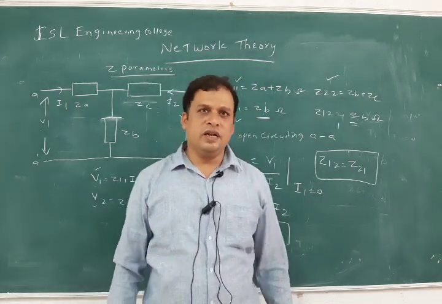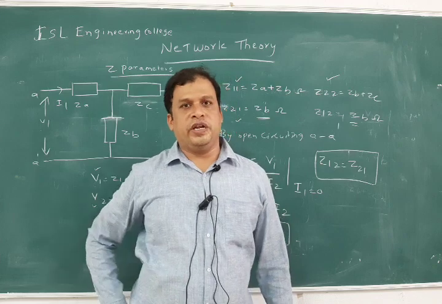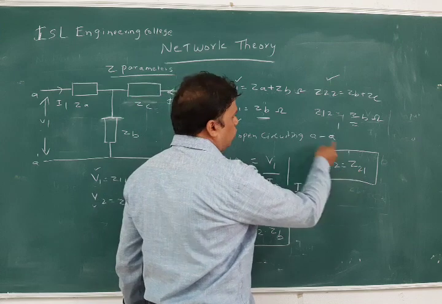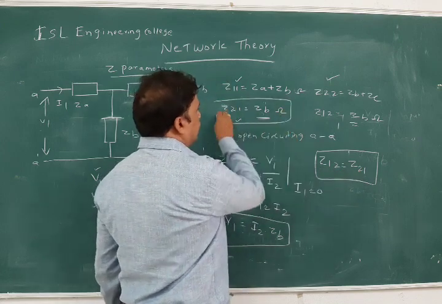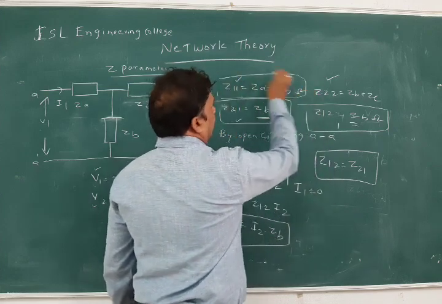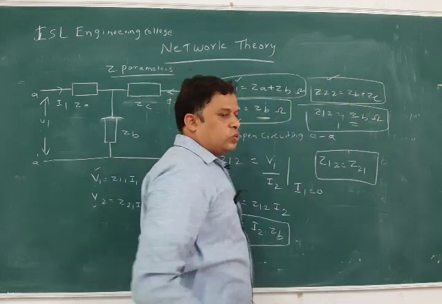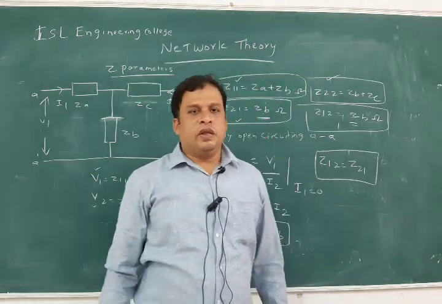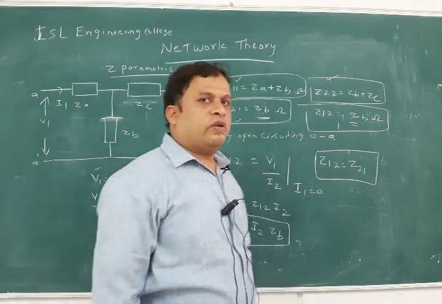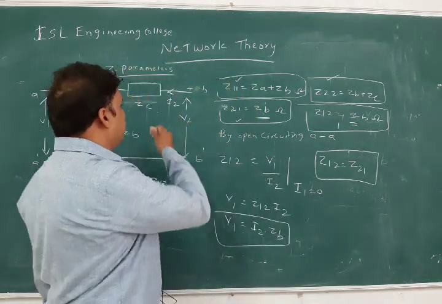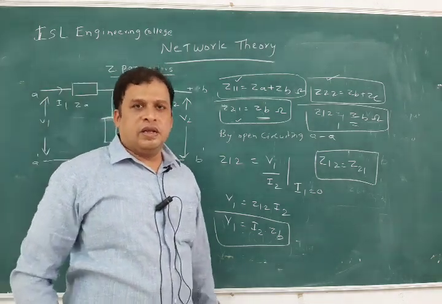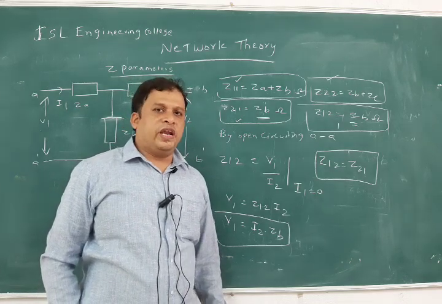Sometimes the question may be asked like this: does the network obey the principle of reciprocity and is it a bilateral network? Then you have to solve the problem, and if Z12 and Z21 are the same, you can say that it obeys the reciprocity theorem and is also a bilateral network. Students, in the same way we will study the Y parameters in the next class. To understand this, you just need to know Kirchhoff's law and Ohm's law. We are applying a simple technique and finding out the parameters.